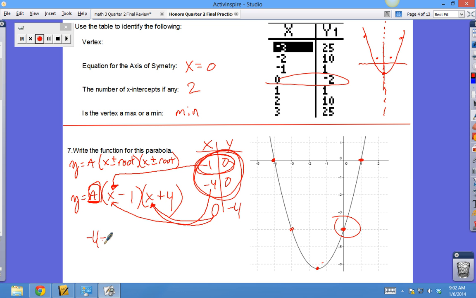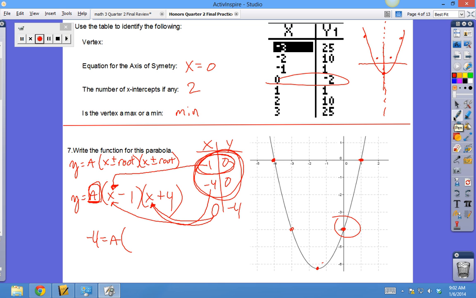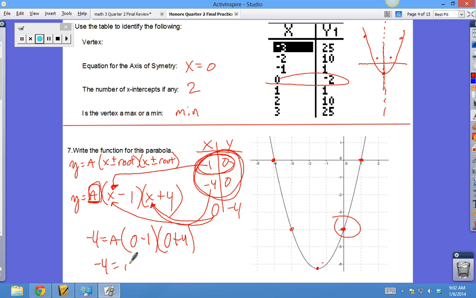So negative 4 equals a times 0 minus 1, times 0 plus 4. So negative 4 equals a times negative 1 times 4. So negative 4 equals negative 4 times a. Divide by negative 4, divide by negative 4. A is actually 1. So my final answer, don't even need to write the 1: x minus 1 times x plus 4.